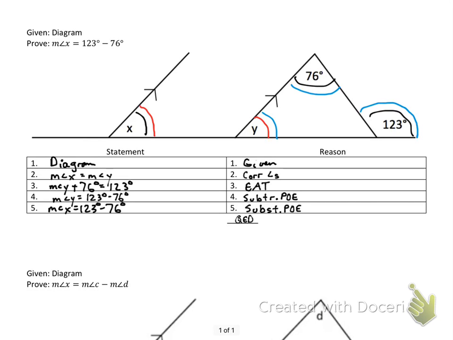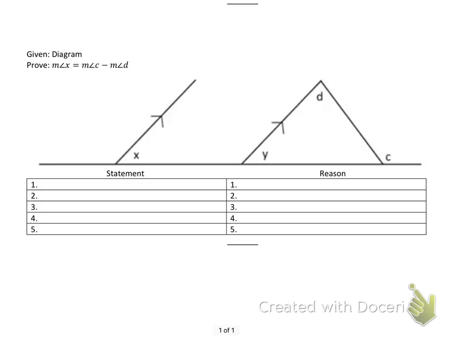With this proof right here, we proved a very specific case. We proved that when this angle is 123 and this angle is 76, x is going to equal 123 minus 76. With the next proof, this is a generic case, meaning we don't know what angle C and D are, but the diagram is set up like this. So now we can say no matter what C and D are, x is going to equal this angle minus that angle. So we're going from a very specific case to a generic case. Does that make sense?